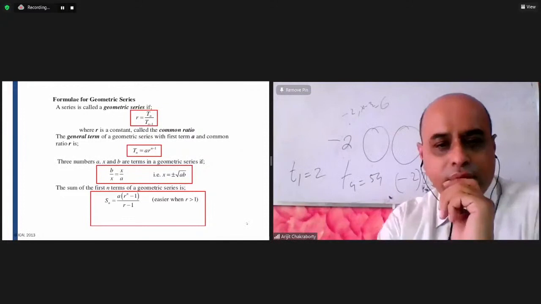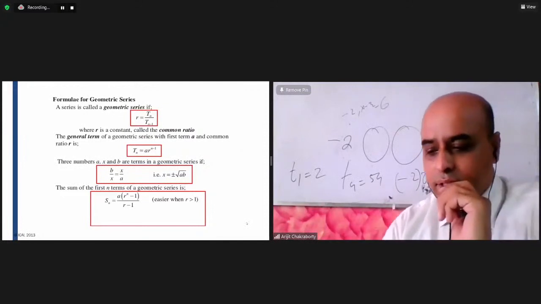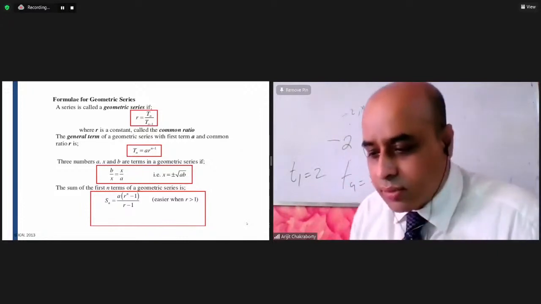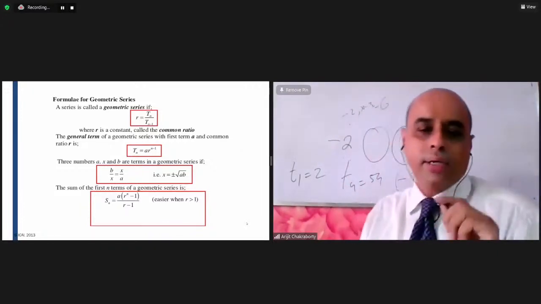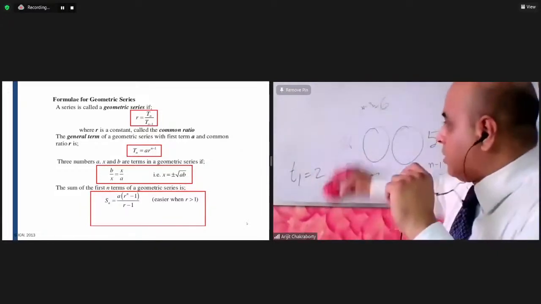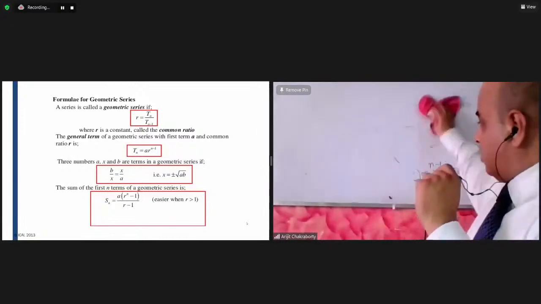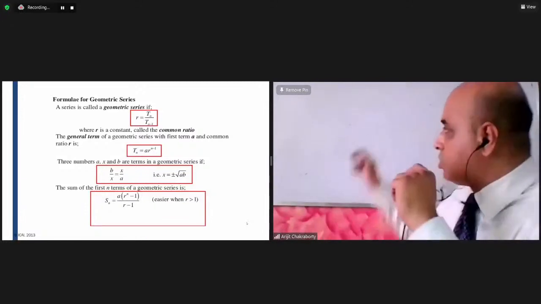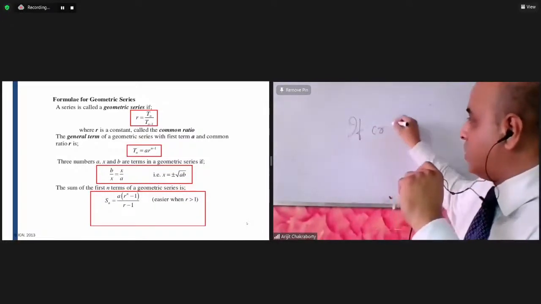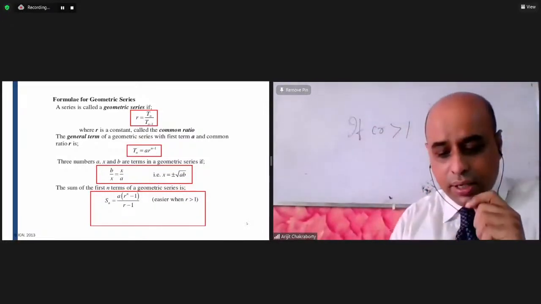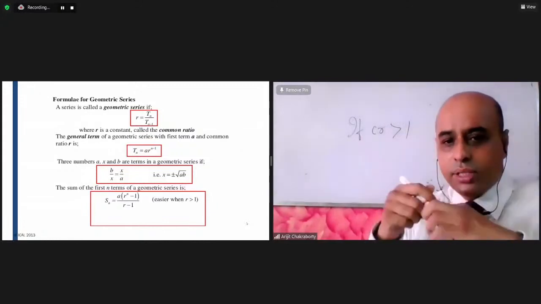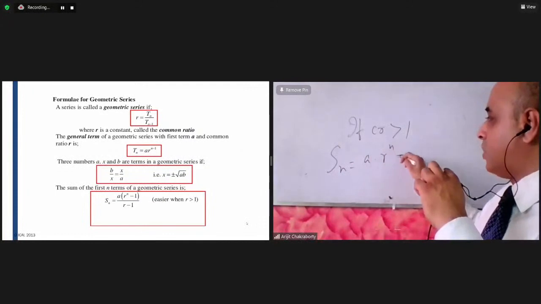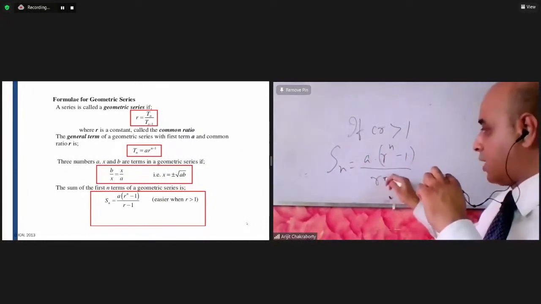Please remember, you have to check the common ratio, otherwise you will not be able to find out which formula applies. If the common ratio, CR, is more than 1, then always use the formula Sn equal to A into r to the power n minus 1 divided by r minus 1.